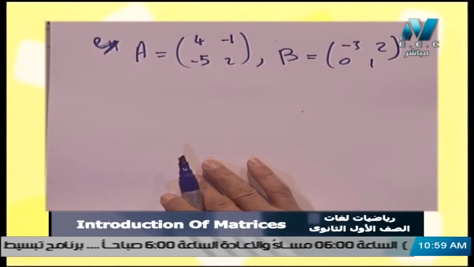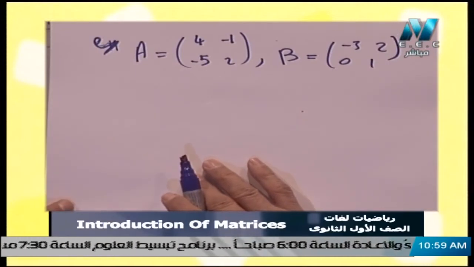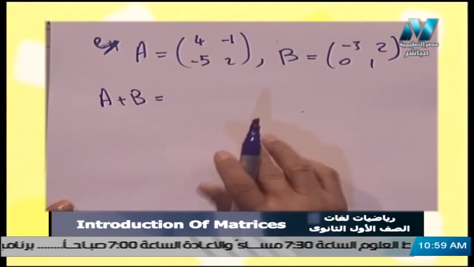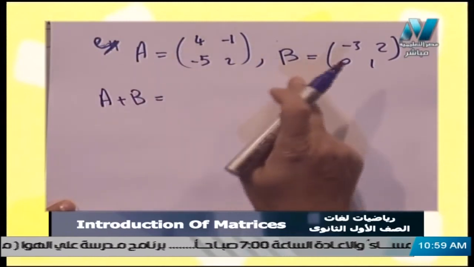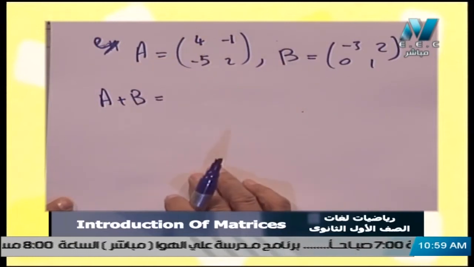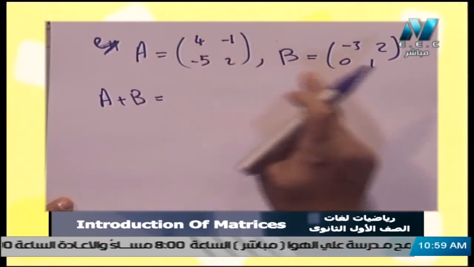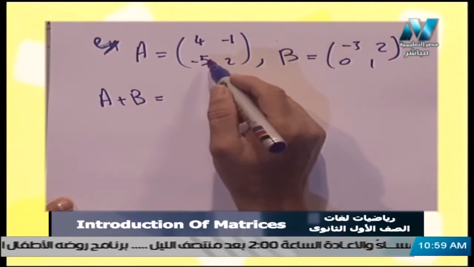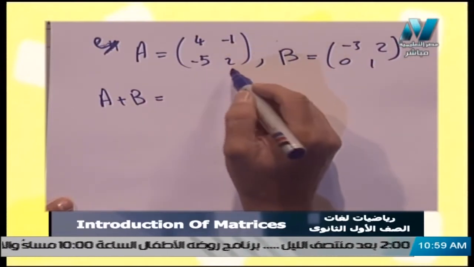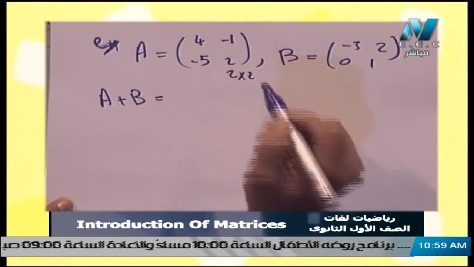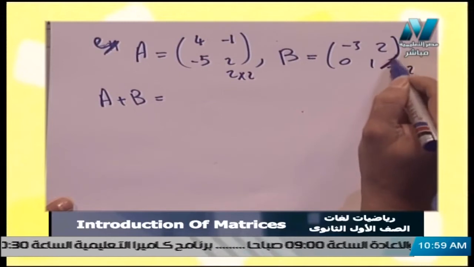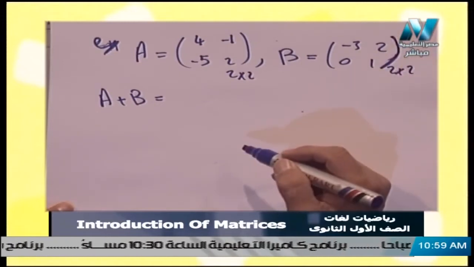And we would like to find out A plus B. A plus B means the adding of two matrices. Now they must have the same order to add them. The order of the first matrix here is 2 by 2. The order of the second is 2 by 2 also, so they have the same order.